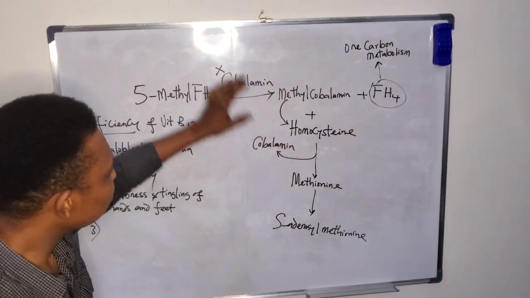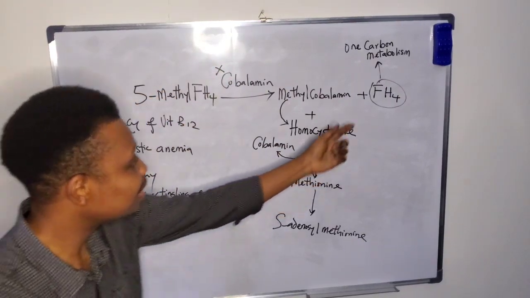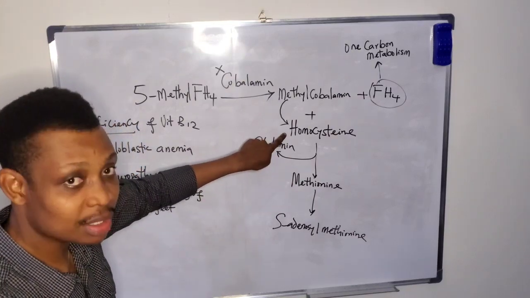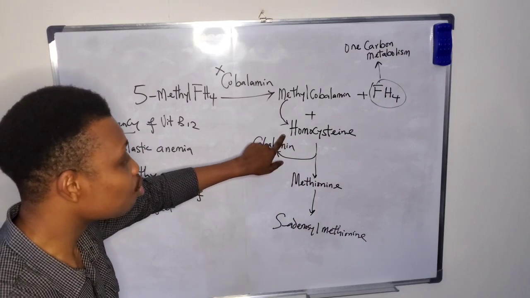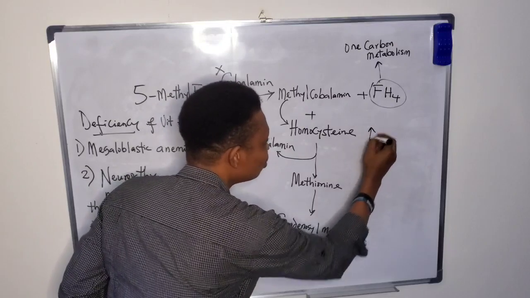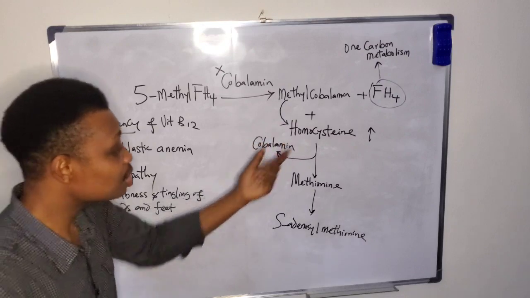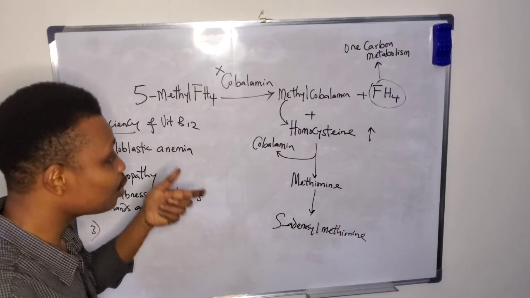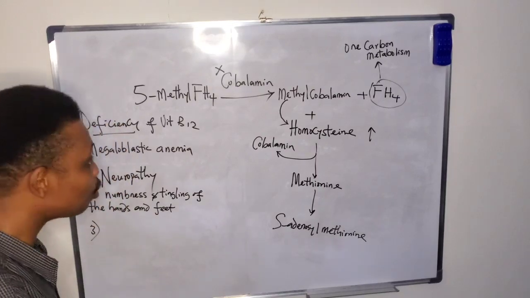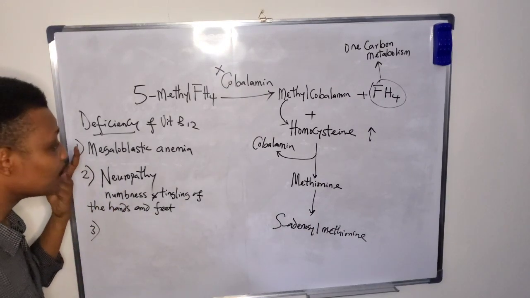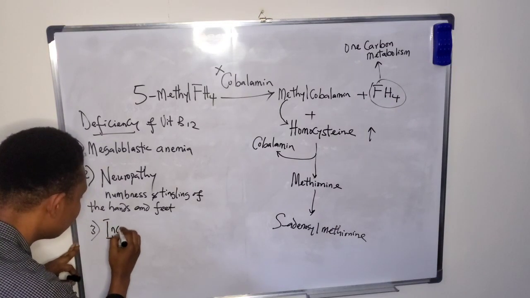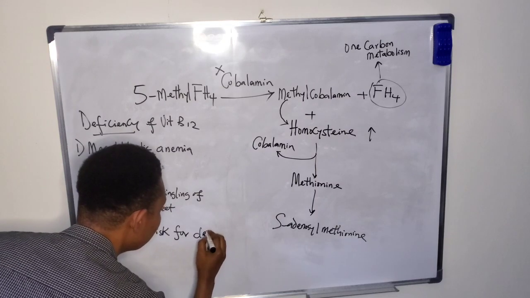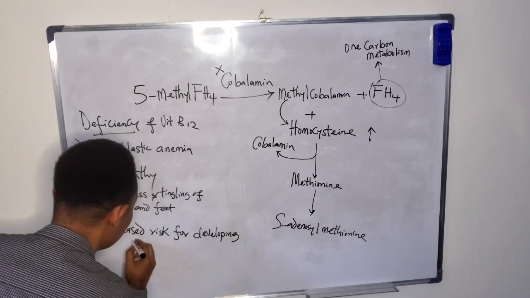Now, if there is deficiency in cobalamin, apart from the fact that tetrahydrofolate, which enhances 1-carbon metabolism, will not be formed, methionine also will not be formed, but then there is homocysteine. So, because methionine cannot be formed, there will be accumulation of this homocysteine, okay? There will be an increased concentration of this homocysteine. And from studies, the accumulation of homocysteine has been known to affect or to damage the arteries, and that is an increased risk factor for cardiovascular diseases. So, another condition that can be induced as a result of deficiency of cobalamin is increased risk for developing cardiovascular diseases.